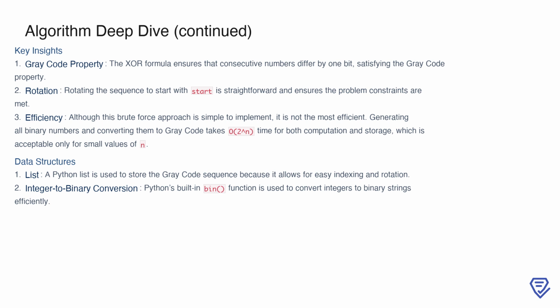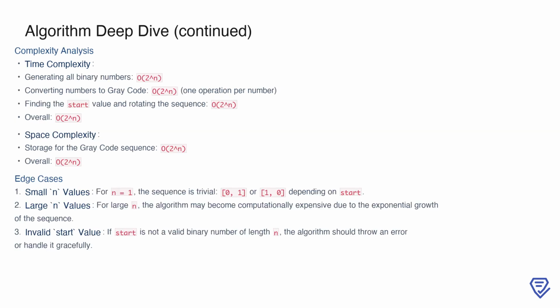Additionally, the built-in bin function is employed for efficient integer to binary conversion. Let's analyze the complexity of this algorithm. The time complexity can be broken down into three main steps.